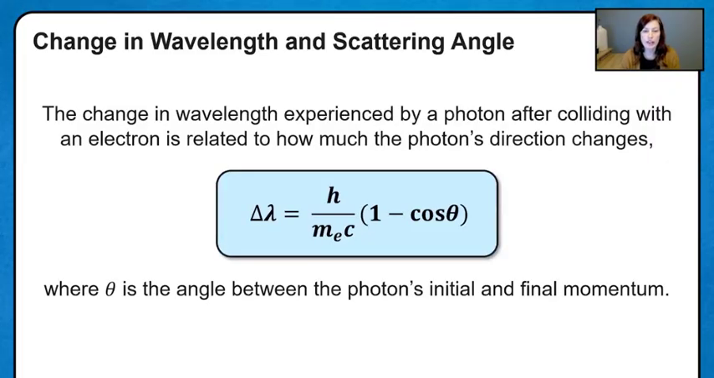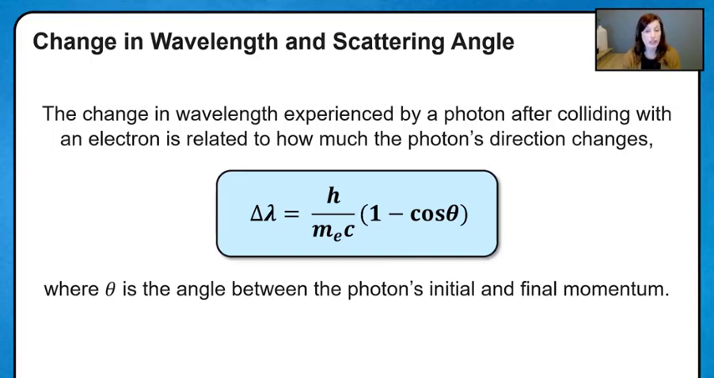So this equation here mathematically models the change in the wavelength experienced by a photon after colliding with an electron. This equation is derived from conservation of momentum and conservation of energy concepts, but note that you would not have to derive this equation. This is given on your equation sheet.